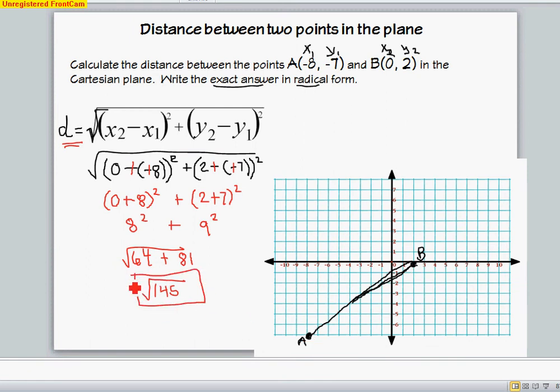Could I throw that into my calculator and get an approximate value? Sure. It says 12.04. It's about 12 units apart. But the question does not want an about answer. It wants an exact answer, which is what this is right here.